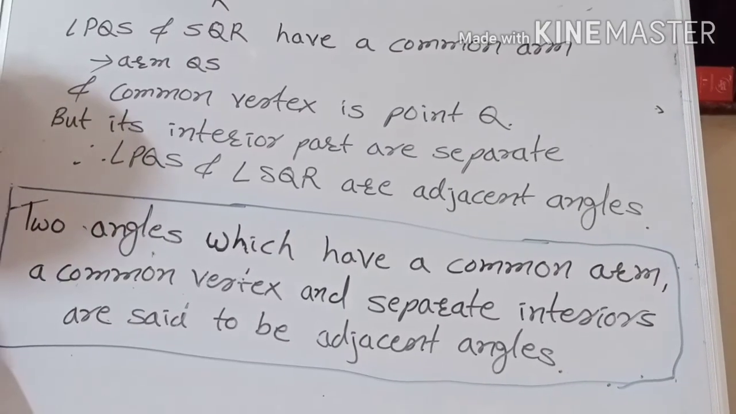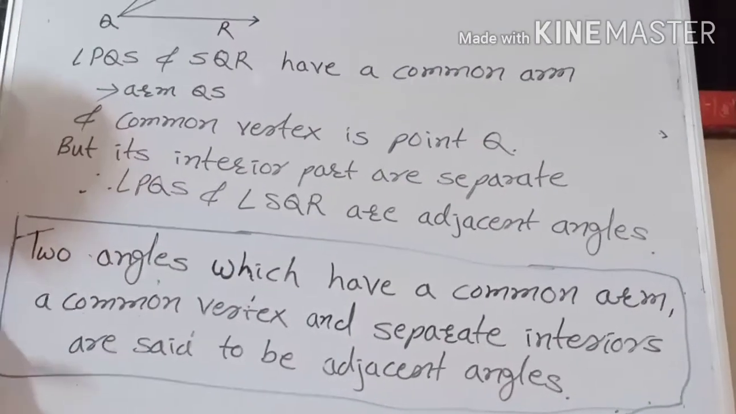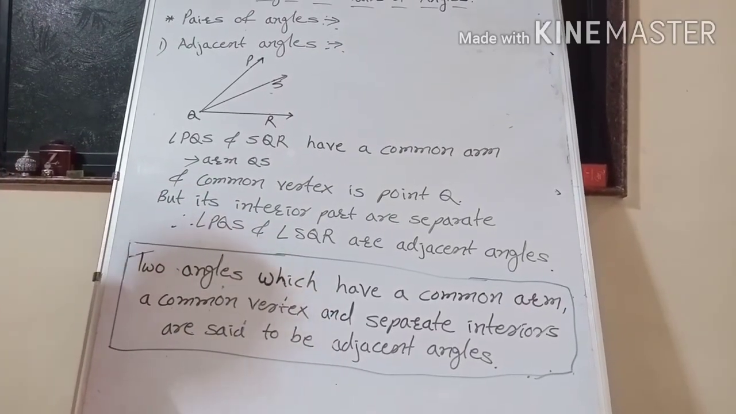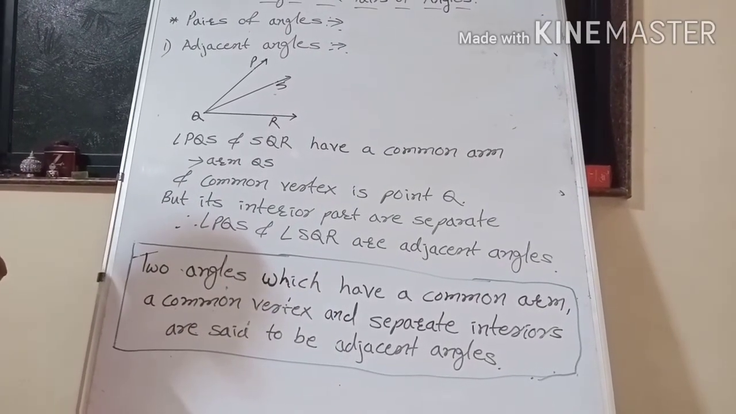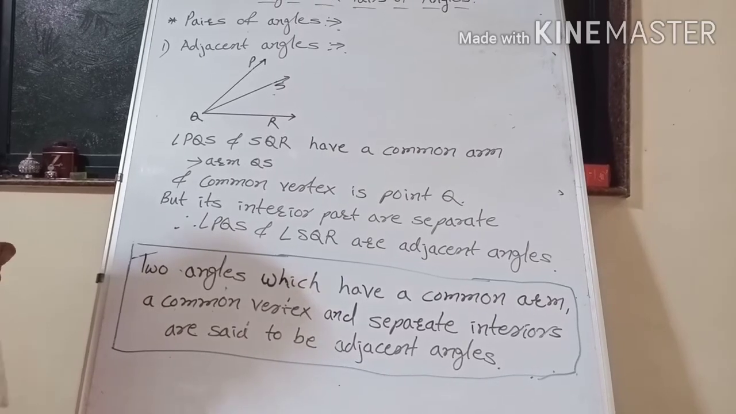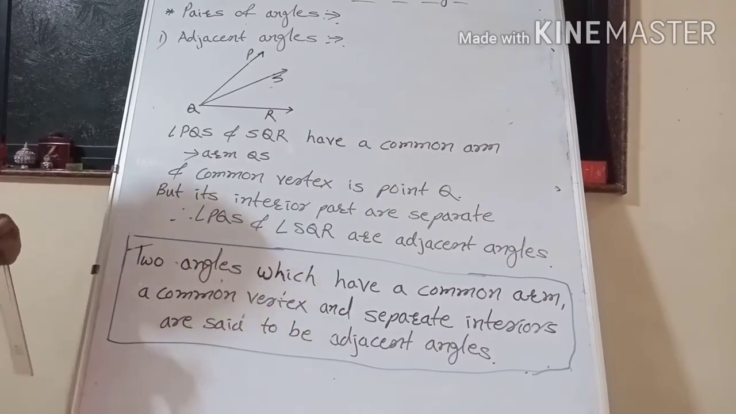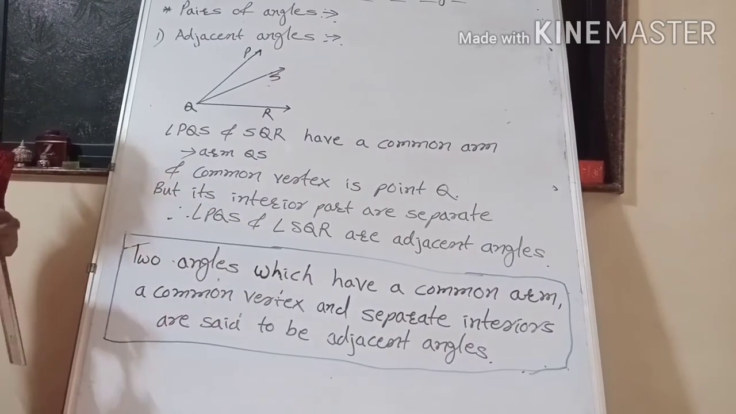So, solve the practice set number 15. In this practice set number 15, write the interior and exterior points of an angle and adjacent angles, pairs of adjacent angles. So, solve the practice set number 15 in your notebook.